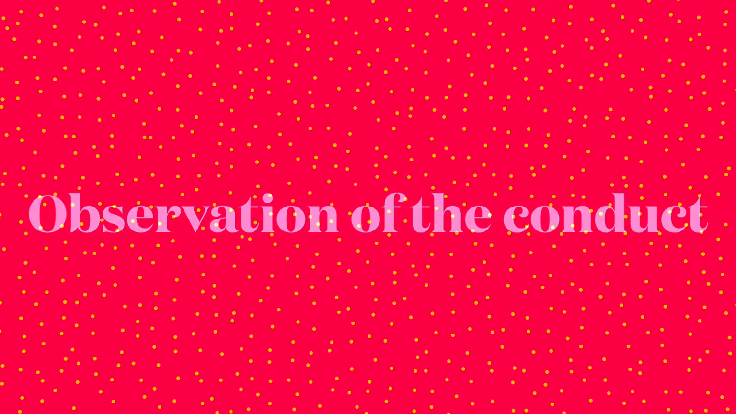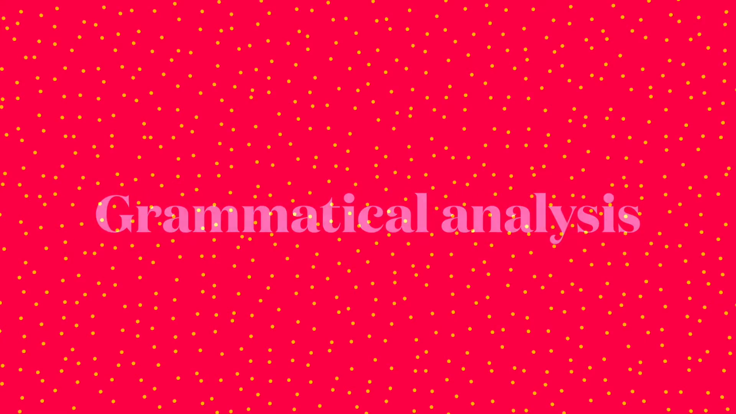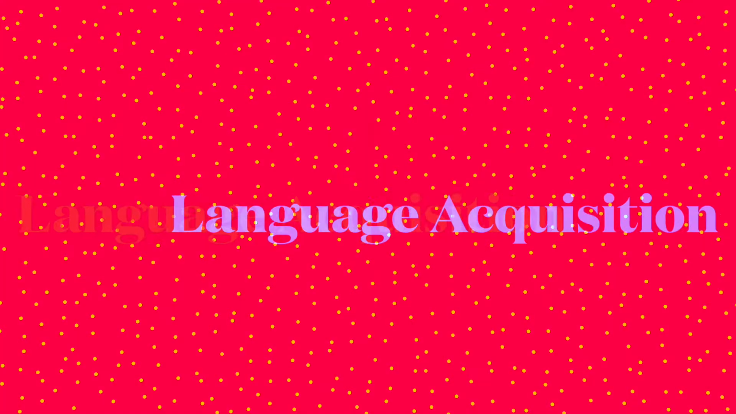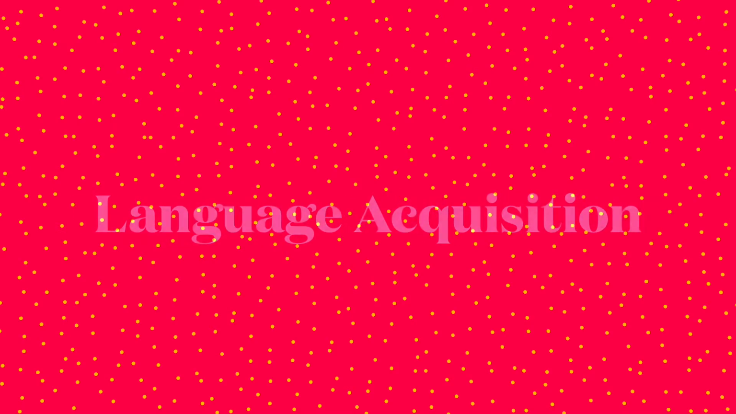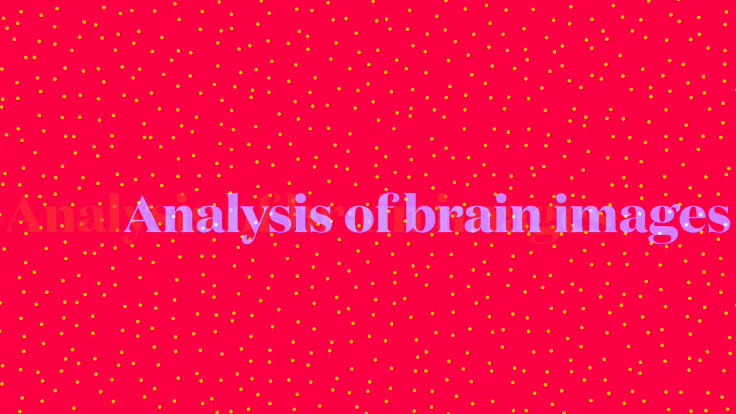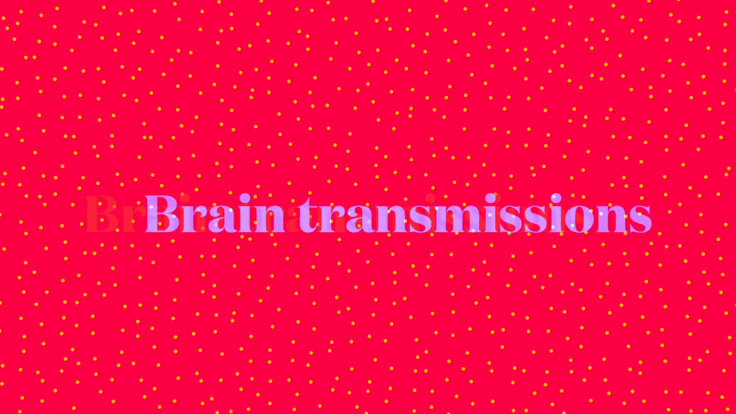As we talked about before, psycholinguistics has a lot of things that it is in charge of studying. The phenomena that it studies are observation of linguistic and spontaneous conduct, grammatical analysis, observation of the acquisition of the language, analysis of images in the brain, and studies of the conduct and the transmission in the brain.